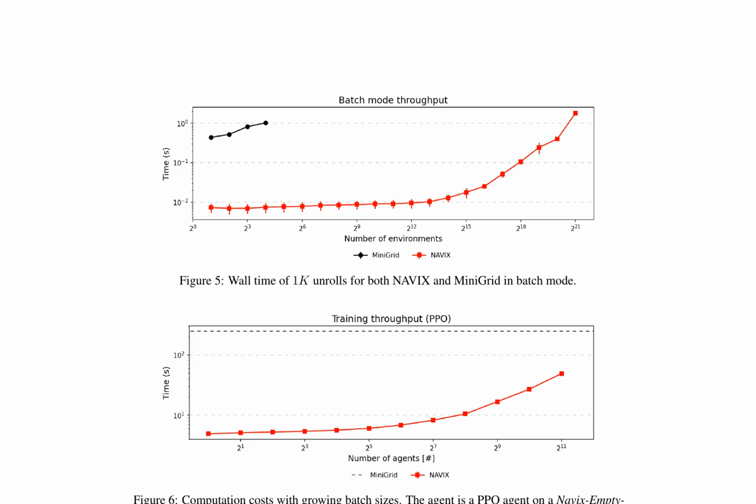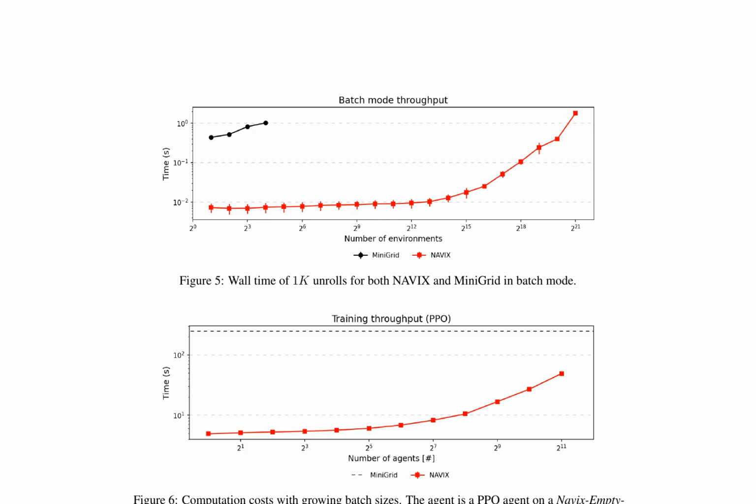Furthermore, the authors simulate training multiple PPO agents in parallel, each with their own subset of environments. NAVIX achieves a significant speedup, training 2048 agents in less than 50 seconds, whereas the original implementation takes around 240 seconds to train a single agent, figure 6. This translates to a speedup of over 200,000 times.